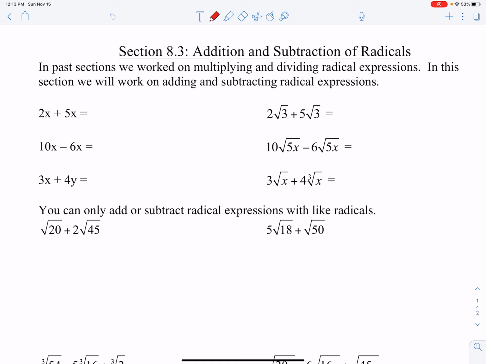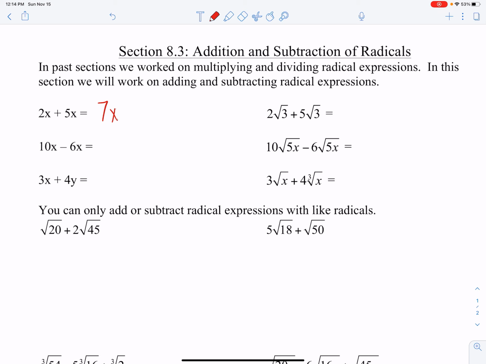Adding and subtracting root expressions is really not any different than adding or subtracting variable expressions with like terms that we've run across before. When we have something like 2x plus 5x, when we're combining like terms, we add the numbers at the front and get 7. We leave the variable part alone. Same thing with roots. You add or subtract the numbers at the front and leave the variable part alone.